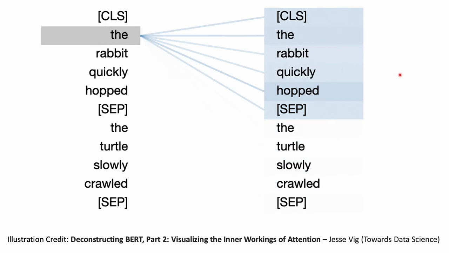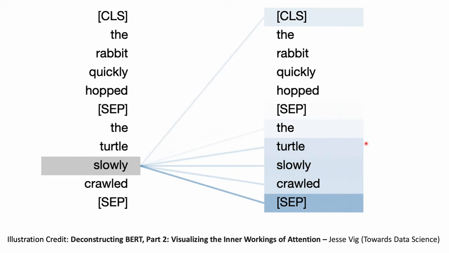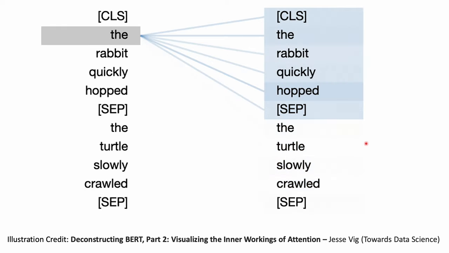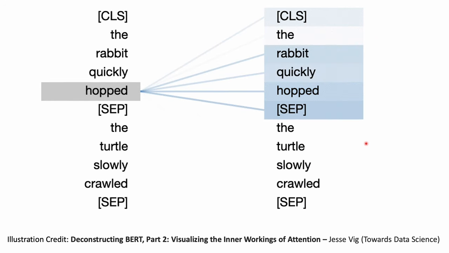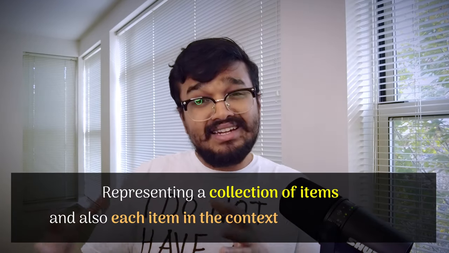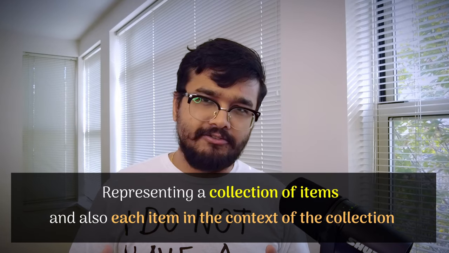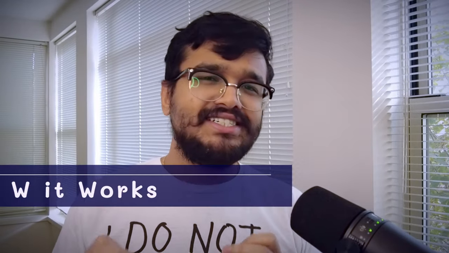The patterns we see emerging out of self-attention models on textual data is super awesome and intriguing to see as well. As you can see, this is a super powerful tool for representing not only an entire collection of items, but also each of the items individually in the context of the collection itself. Sometime later in the video, we're going to have a why section and answer why self-attention is so powerful. But before that, we need to first understand how.